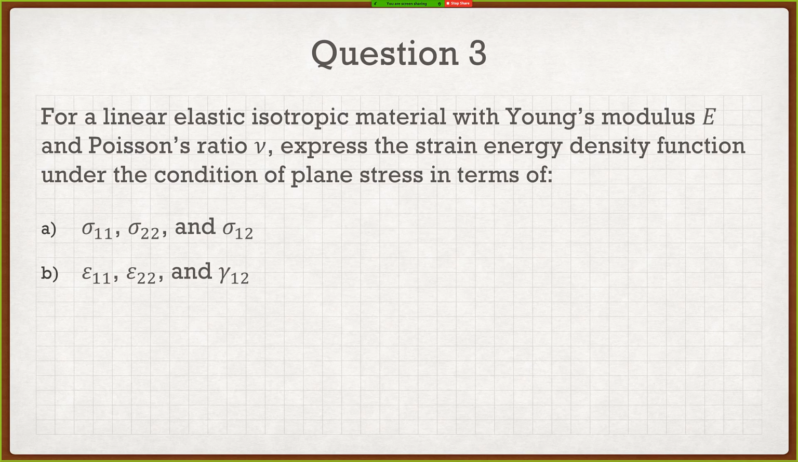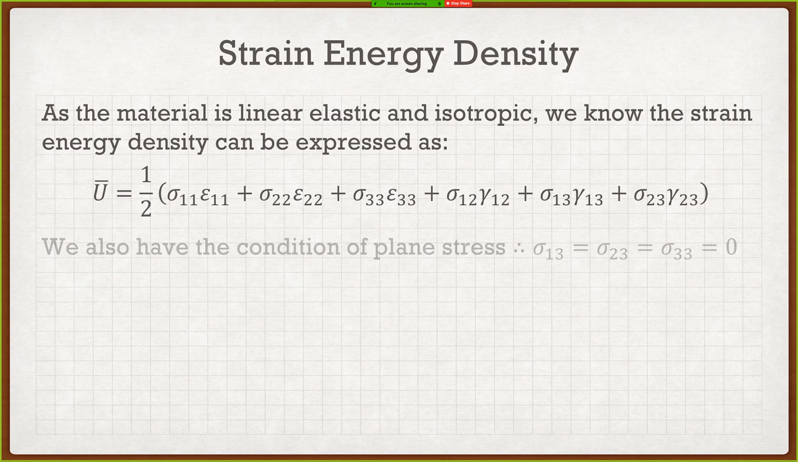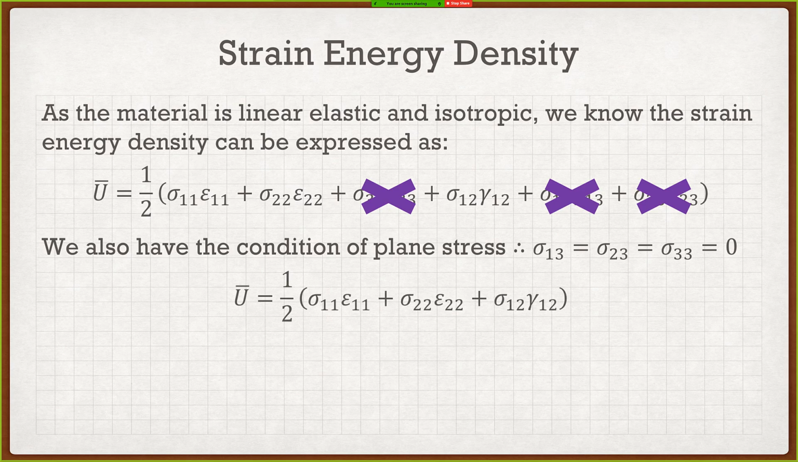All right, well, that doesn't sound too bad. Let's move forward. Well, we know, just like questions 1 and 2, our strain energy density is that nice long formula. However, this question is very nice because it says we have a plane stress condition. What does that mean? Well, it means that sigma 1,3 is equal to sigma 2,3, which is equal to sigma 3,3, which is going to be equal to 0. So what can I do to that equation? I can cancel out 3 terms, and then I'm actually given the following equation, where our strain energy density is going to simply be 1/2 of sigma 1,1 multiplied by epsilon 1,1 plus sigma 2,2 times epsilon 2,2 plus sigma 1,2 times gamma 1,2.